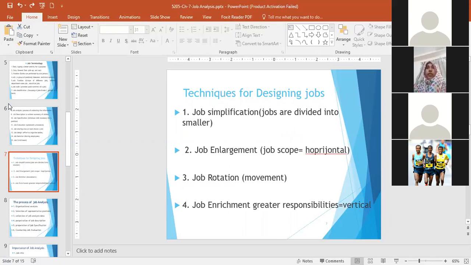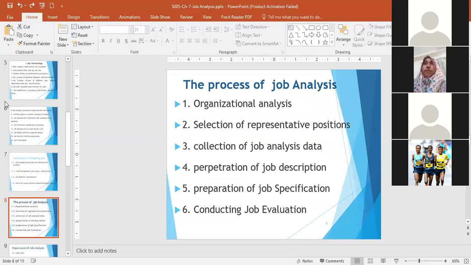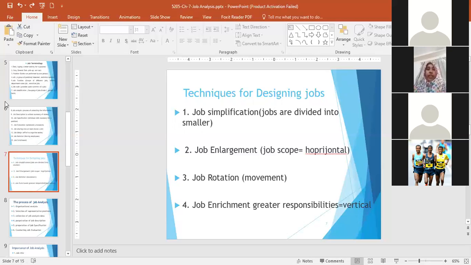Now the next topic is techniques for designing jobs. There are 4 techniques for designing jobs. Number 1 is job simplification. Number 2, job enlargement. Then job rotation, and job enrichment, which adds responsibility.